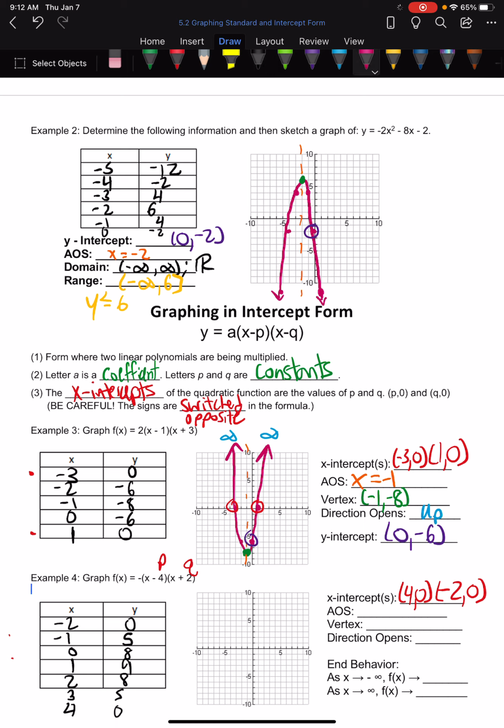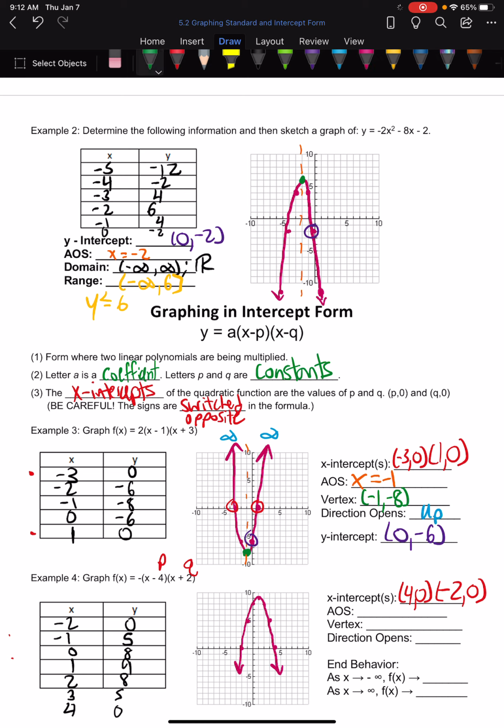So let's plot these points. So I'm at negative 2, 0. Negative 1, positive 5. 0, 8. 1, 9. 2, 8. 3, 5. And then 4, 0. So there's my parabola and my graph for that quadratic function.